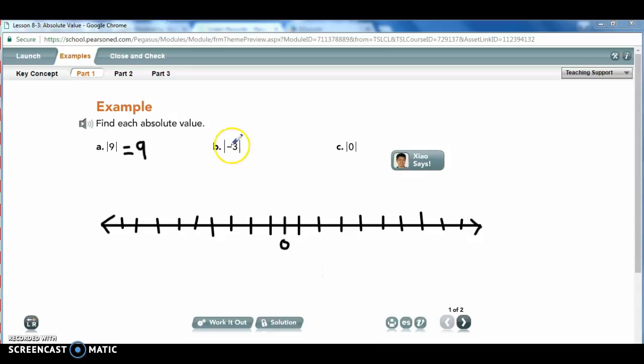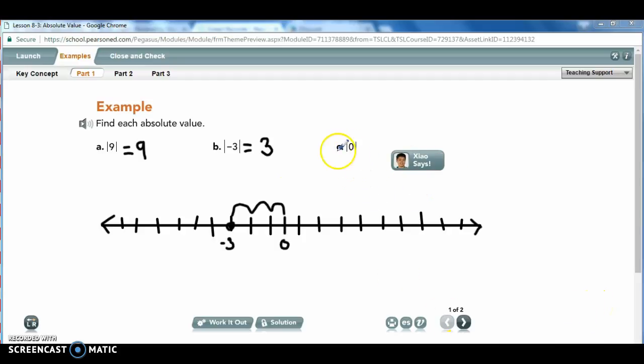All right, so for checking the absolute value of -3, we find -3 on our number line. So 1, 2, 3. We went in the negative direction, so this is -3. Now what I want to do is find the distance from 0. It's 1, 2, 3 units away from 0, so the absolute value of -3 is simply 3. Remember that absolute values cannot be negative.